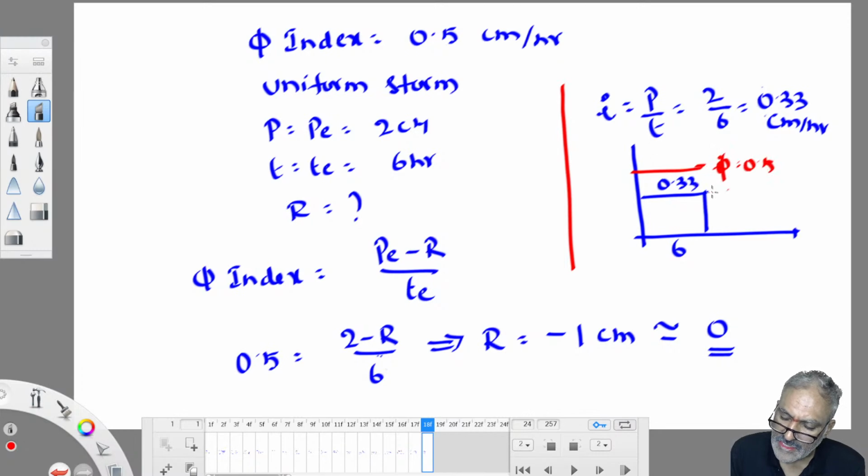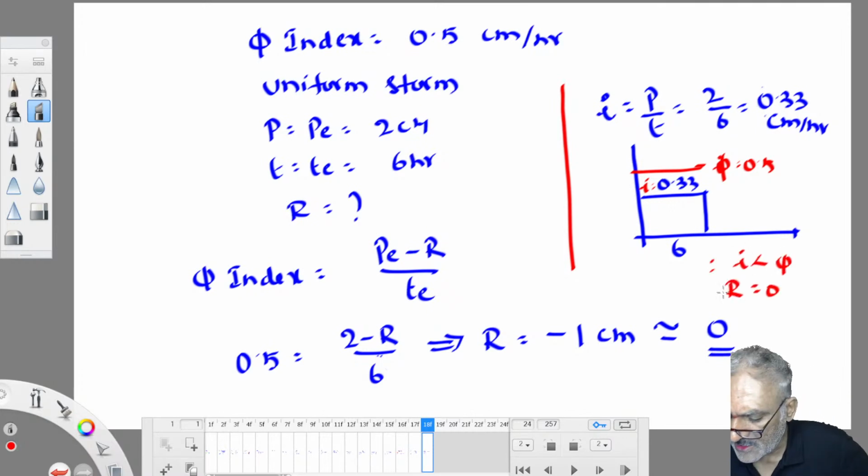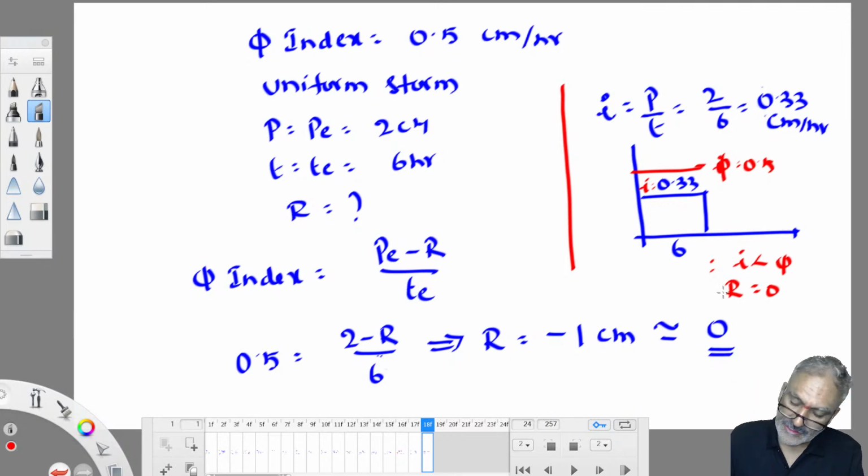So I value is less than pi index. This is I, that is pi. So since I value is less than pi, no runoff. Runoff is equal to 0. It doesn't produce any runoff. If I value is greater than pi, then only runoff. Rainfall is more than infiltration, then only runoff. Rainfall is less than infiltration, there is no runoff. Simple as such.